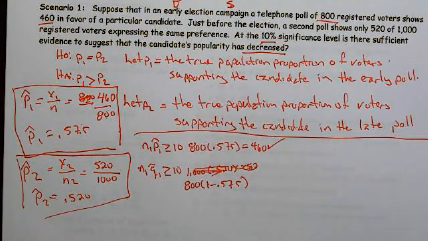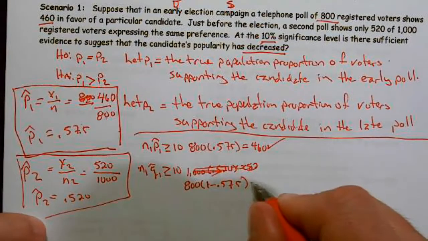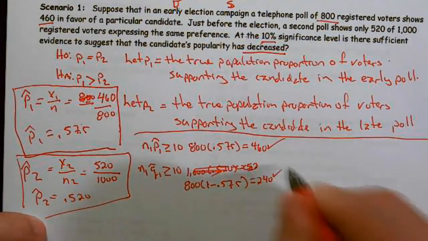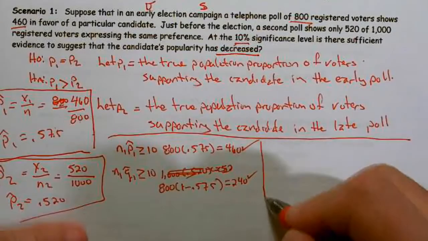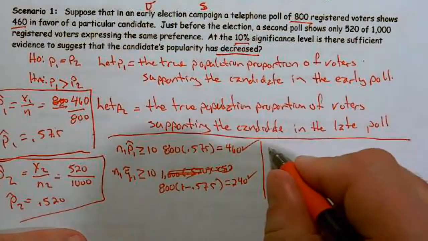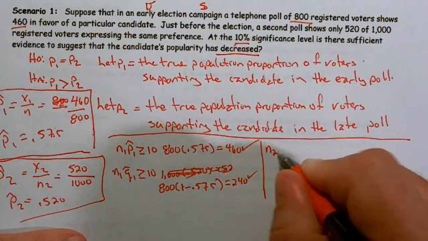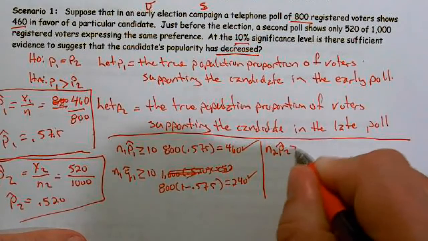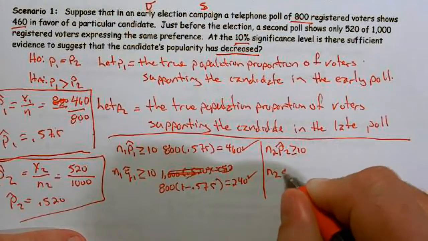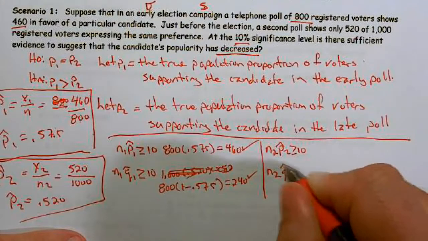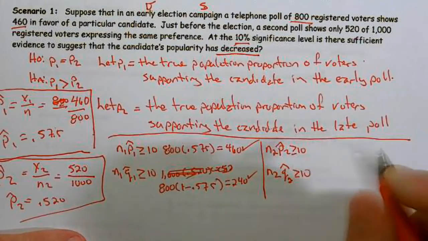And I end up getting 240. That's greater than 10, so this is met. So now I need to do this for the second sample, which is going to be n2 p hat 2 has to be greater than or equal to 10, n2 q hat 2 has got to be greater than or equal to 10.